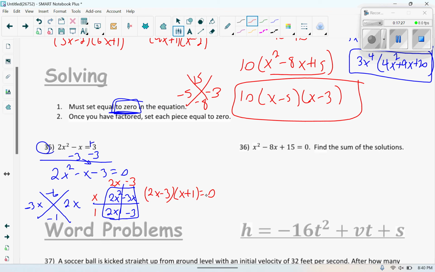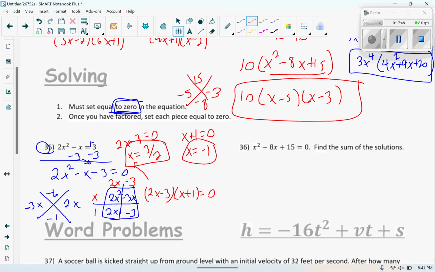And don't forget, we have to set each piece equal to 0. So I'm going to come up here. So 2x minus 3 is equal to 0, and x plus 1 is equal to 0. So if I solve for this x, I get x equals negative 1. If I solve for this x, I get positive 3 over 2.